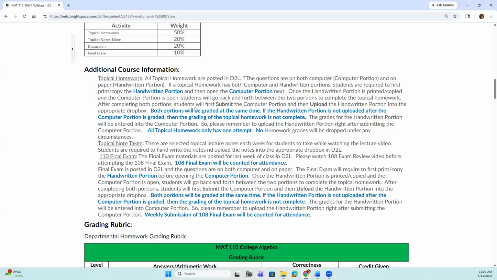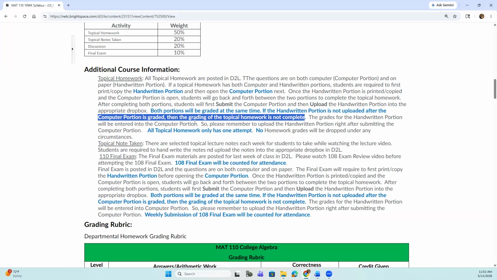After completing both portions, please first submit the computer portion and then upload the handwritten portion into the correct Dropbox. Both portions will be graded at the same time. So if the handwritten portion is not uploaded after the computer portion is being graded, then the grading of this topical homework is not going to be complete. Okay. So the grades of the handwritten portion will be entered into the computer portion, so I need both portions to be there.